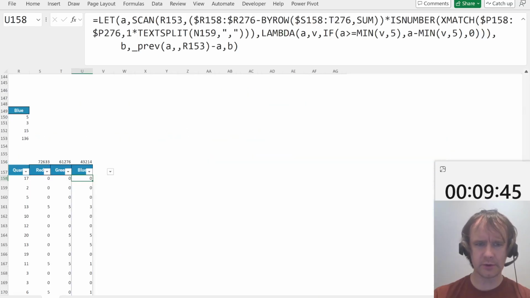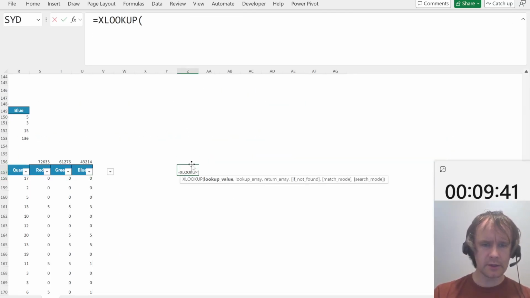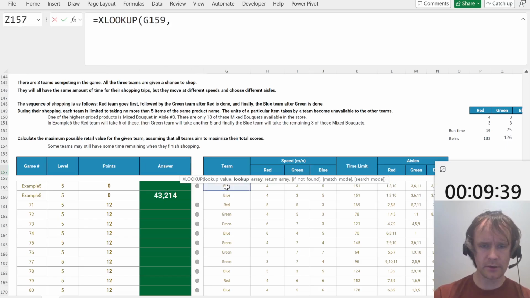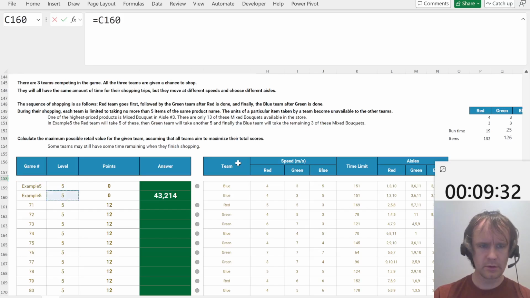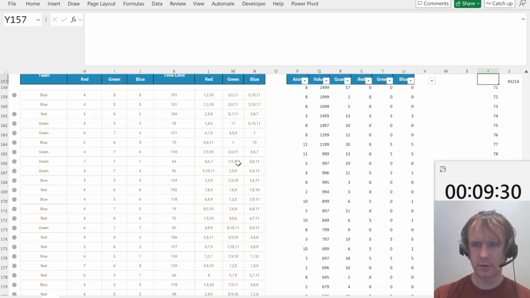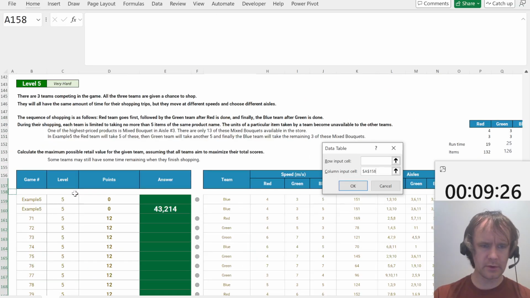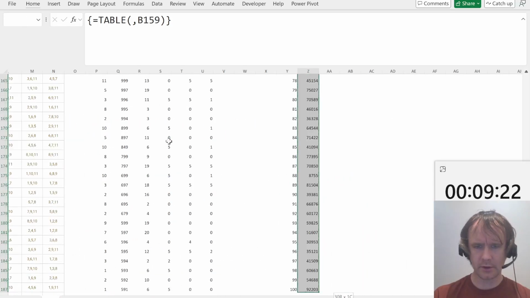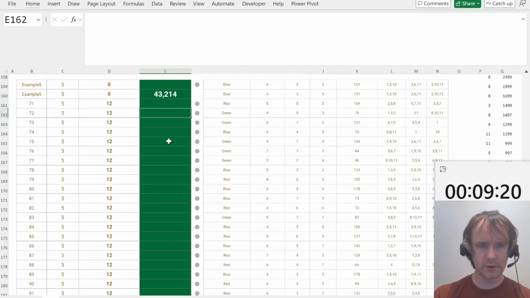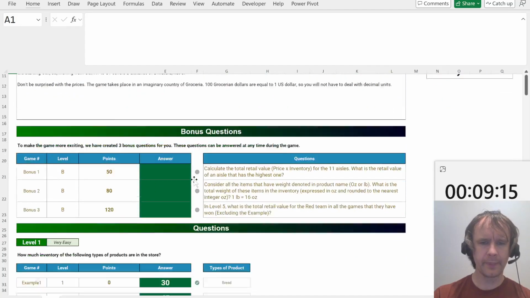43214. That's what I wanted. So the answer finally is XLOOKUP this color in this block. I don't need to lock returning from there. Input cell is this guy. And it's already calculated. Is it right? It is. Hooray. Okay. All right.